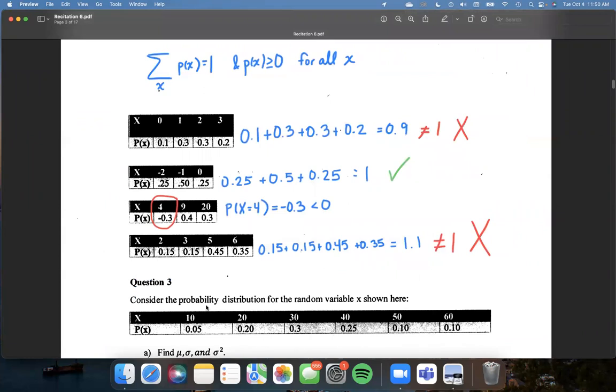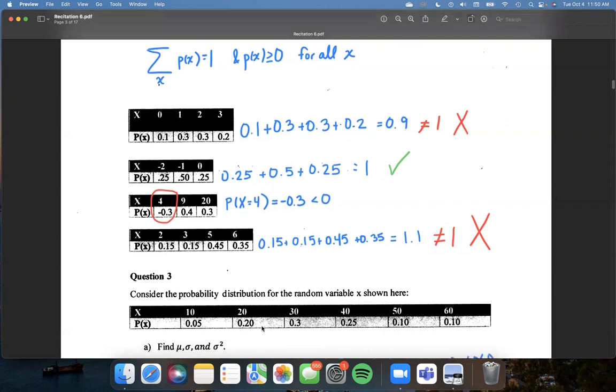Notice here too, if you wanted to check that it's a valid probability distribution, all of these probabilities are greater than or equal to 0. We don't have any negative probabilities. And then if you were to add up all of these in the second row, they would equal 1.